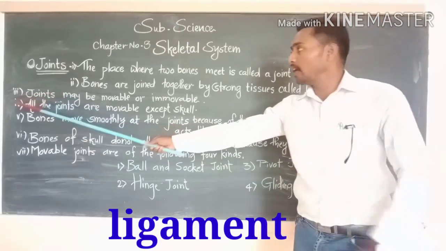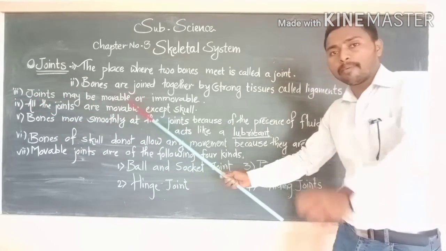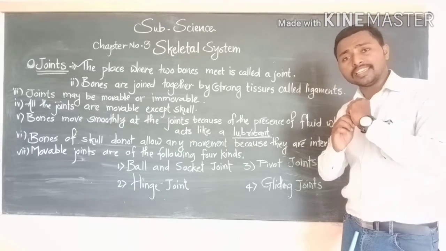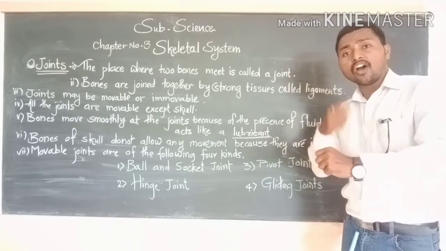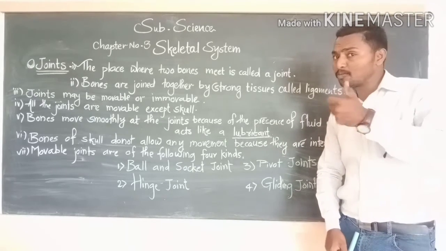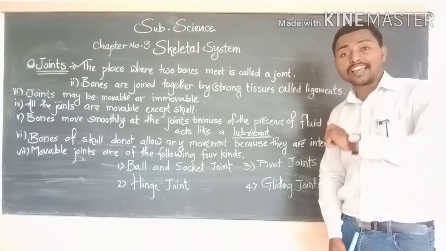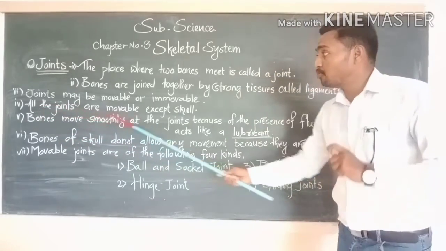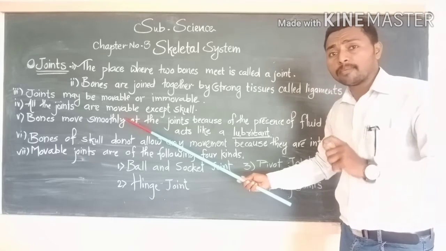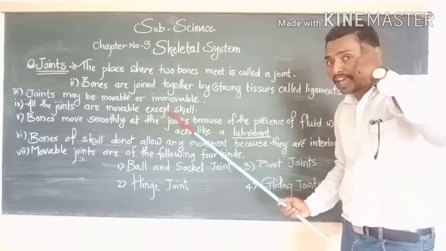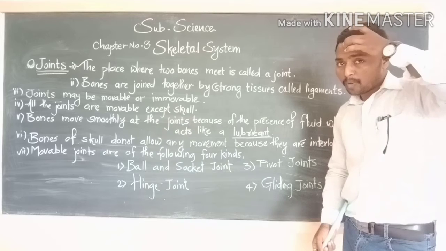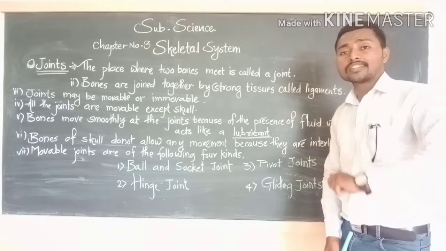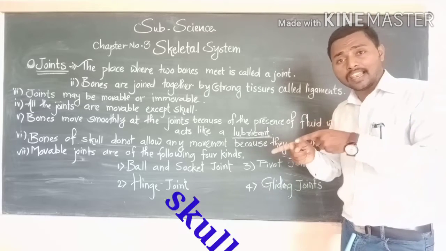Next, third point. Joints may be movable or immovable. Kuch joints aise bhi hain jinki movement ki ja sakti hai aur kuch aise bhi hain jinki movement nahi ki jaati hai, like the skull. Next point we have covered. All the joints are movable. Sabhi joints movable hain except skull, yani manavi khopdi ko chhodke sabhi joints movable hain. All joints are movable except the skull.